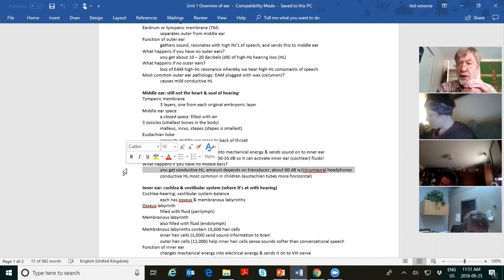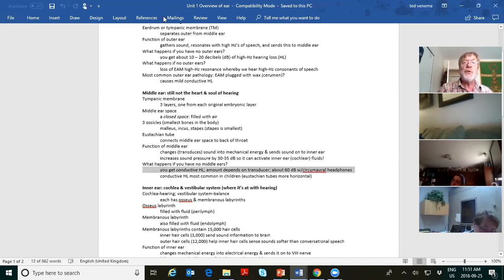Conductive hearing loss. So outer and middle ear pathologies, everything of the ear that we've covered so far from the end of August until now, okay? All pathologies this way cause a blockage of sound getting to the inner ear. And all such blockages are called conductive pathologies.